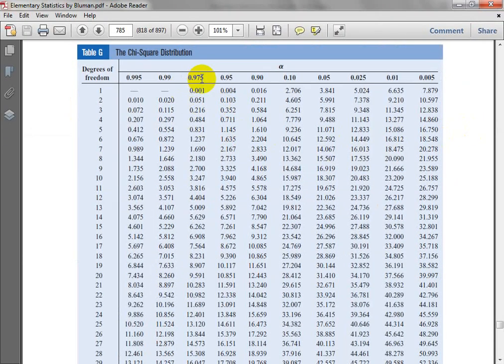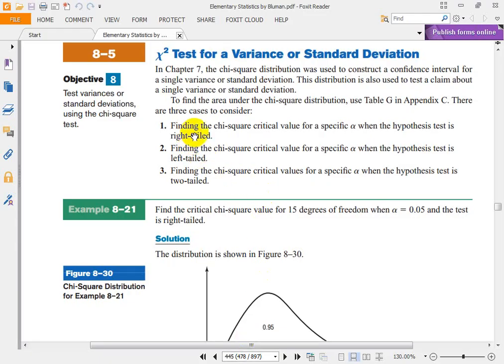Now see, this is the chi-square distribution, table G, page number 785. What are we having? Like your t-test, we are having the degrees of freedom on the row headings, and at the column headings we are having the alpha. Now we are going to do the calculations on it: finding the chi-square critical value for a specific alpha when the hypothesis test is right-tailed, when it is left-tailed, and when it is two-tailed.